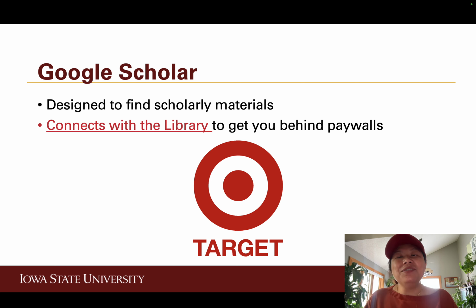Google Scholar is kind of like Target, a little bit higher quality, right? But it is mixed in with things that you may or may not want. If you're looking for specific things in your field, you're going to still need to sift through a lot of information before you can target what you need.